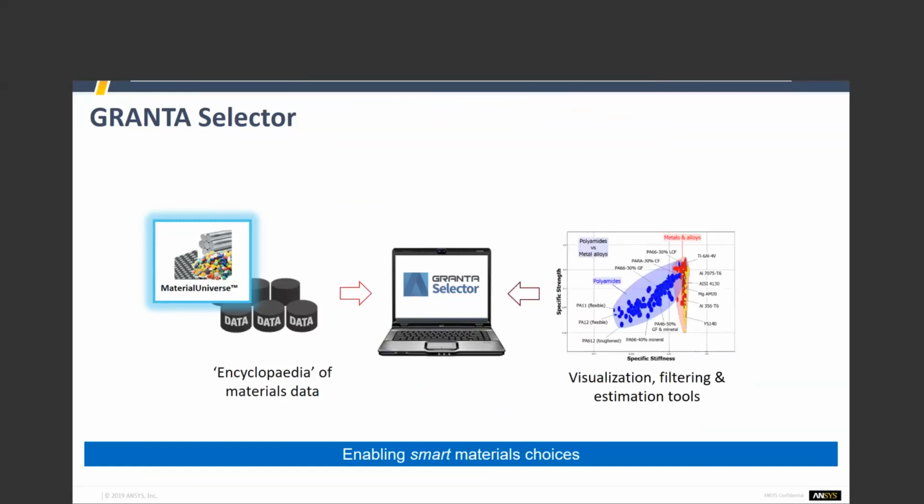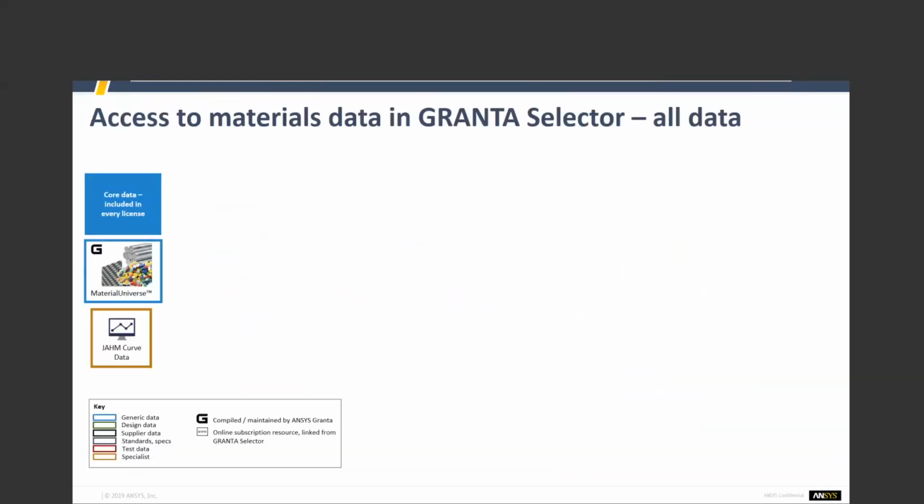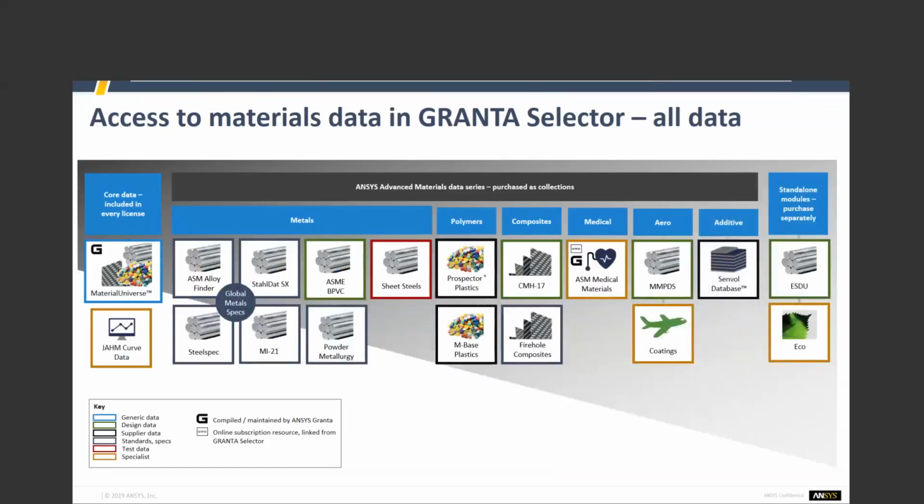And we'll talk about it a little bit more on the next slide, but in Selector, we also have this idea of visualization, filtering, and estimation tools. All of these tools will allow you to make that decision early on in your product lifecycle about which material is the best for your specific application. So these two things together make up Granta Selector, and this is what enables you to make these smart materials decisions.